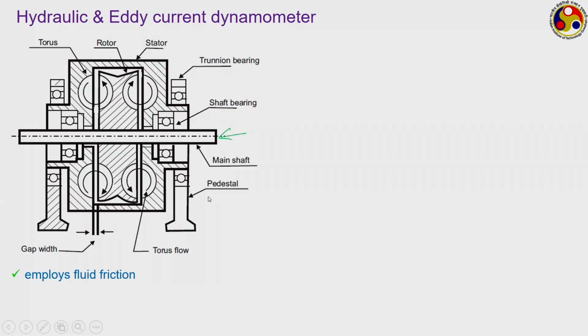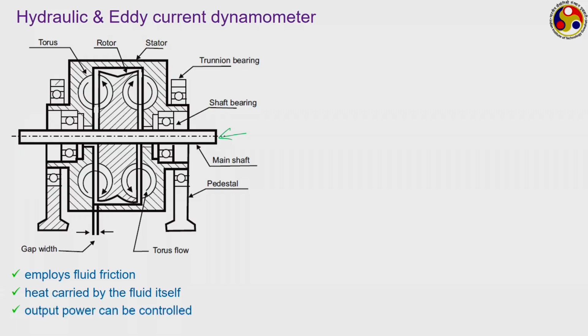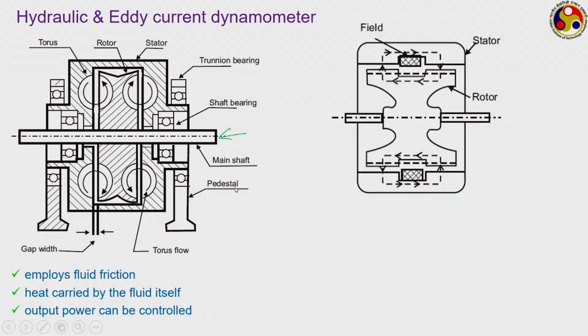So, it employs fluid friction, which is always better to work with compared to solid friction, like in case of rope or Prony brakes. The heat is carried by the fluid itself, so no separate cooling arrangement is required, and the output power can easily be controlled by mounting a few sluice gates, thereby controlling the flow of the fluid around the shaft.